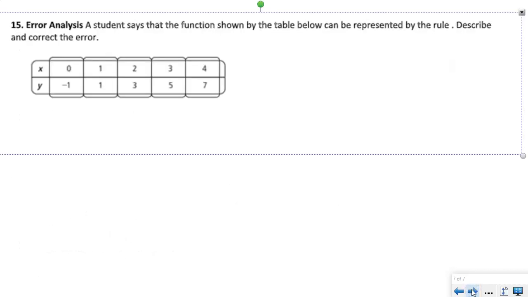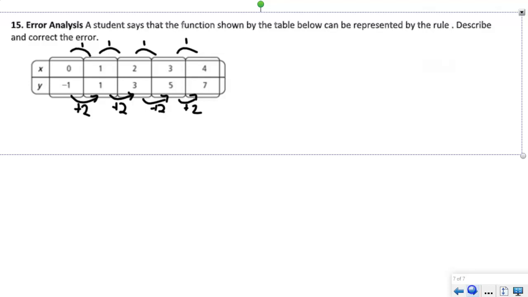And I just want to take a look at number 15. It looks like there is a mistake in the wording of this problem. It says, a student says the function shown by the table below can be represented by the rule. And then the rule is not given. So we just want to look at this table and say, what is the rule? So I notice that it's going up by 2 every time. And over here, it's going up by 1 each time.